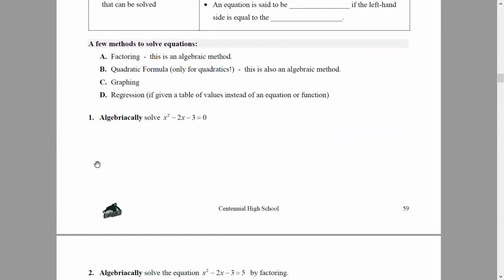What we're going to do now is go through a few different ways to solve equations. Looking at my list here, the first one is factoring, an algebraic method, then the quadratic formula, and then graphing is C. D is something called regression. I'm going to make a video just on regressions, so make sure you look at that before the next lesson.